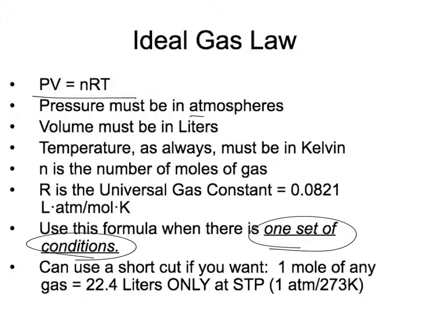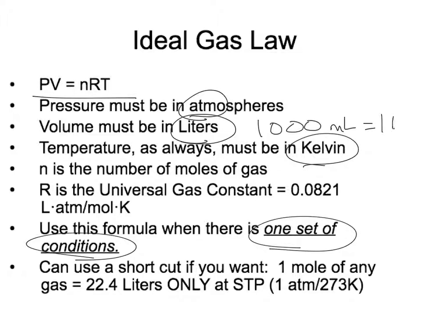The pressure, though, has to be in atmospheres, the volume must be in liters, and as always, temperature must be in Kelvin. If you need to switch from milliliters to liters, keep in mind that 1,000 milliliters are in a liter, and you should have all the conversion factors to get to atmospheres on your formula sheet. N is the number of moles, so again, if you have grams, you're going to have to use the molar mass to get to moles because you need to have that for N.